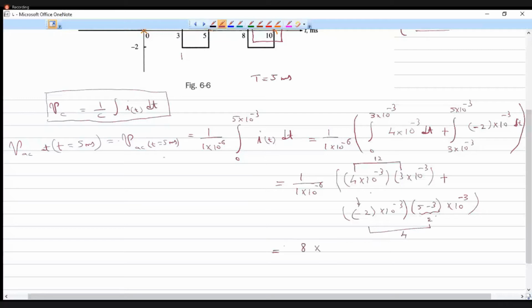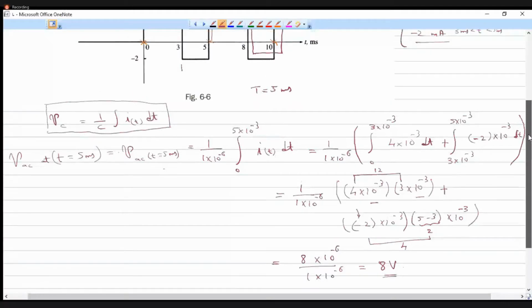And for the power, it is into 10 power minus 3 into 10 power minus 3. So it will be 8 into 10 power minus 6, divided by 1 into 10 power minus 6 in the denominator. So you will get it as 8 volt. Are you getting like this? Any issues? Any doubts? Any doubts till now?